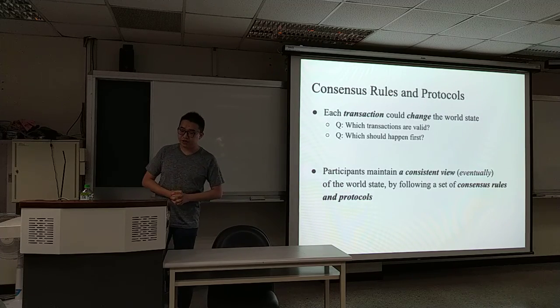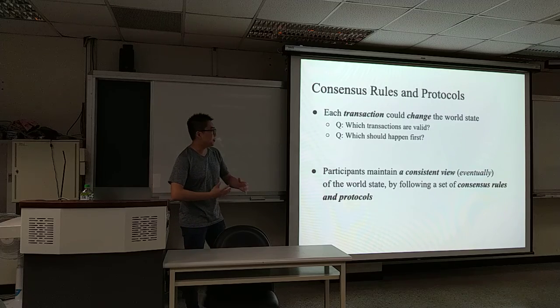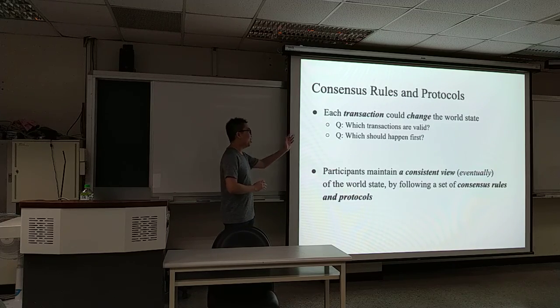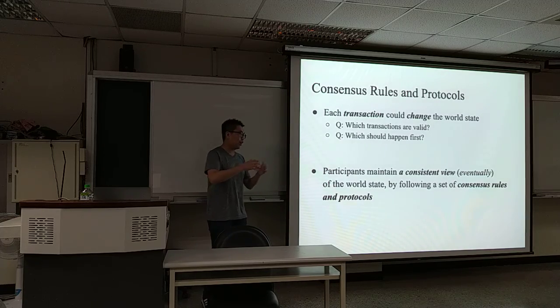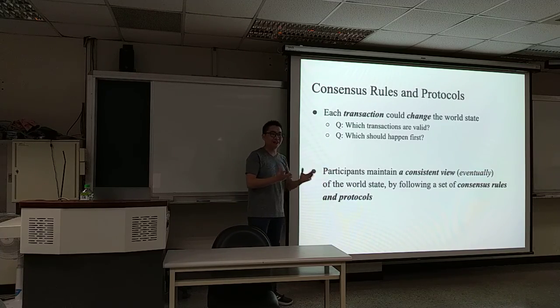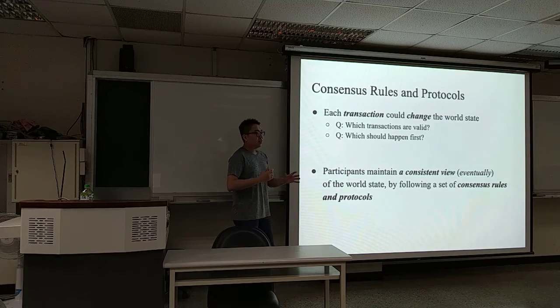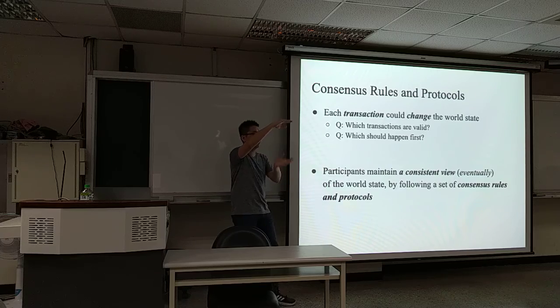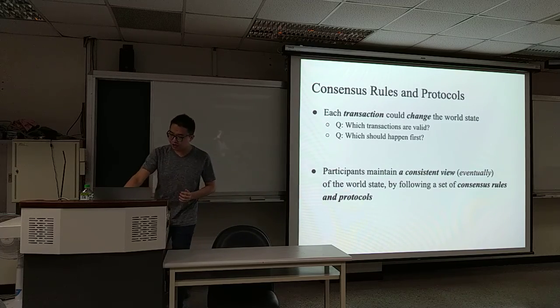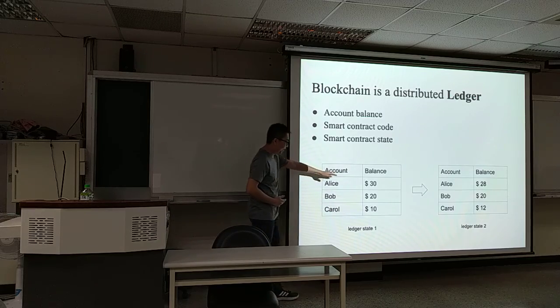And in blockchain, this is the third component. There usually is a set of consensus rules and protocols to help us answer this question. Because everyone can participate, everyone can join the peer-to-peer network and submit transactions, we need concrete rules specifying which transactions are valid and which are not. Besides validity, we also need to answer the questions: which transactions should appear first? Which should be executed first? Because obviously, the ordering of transaction execution matters.